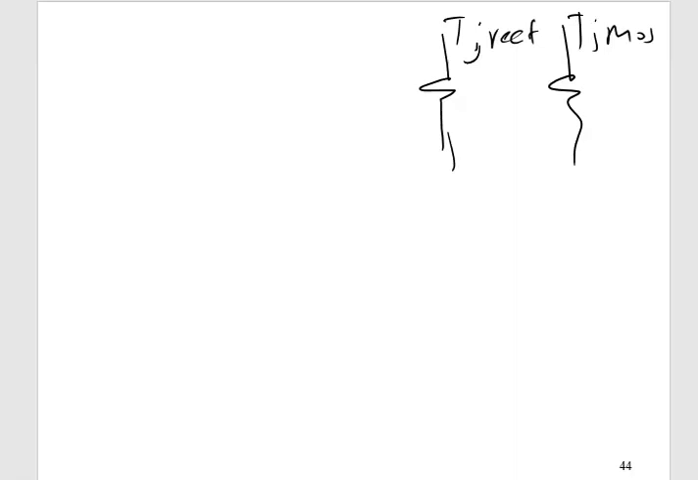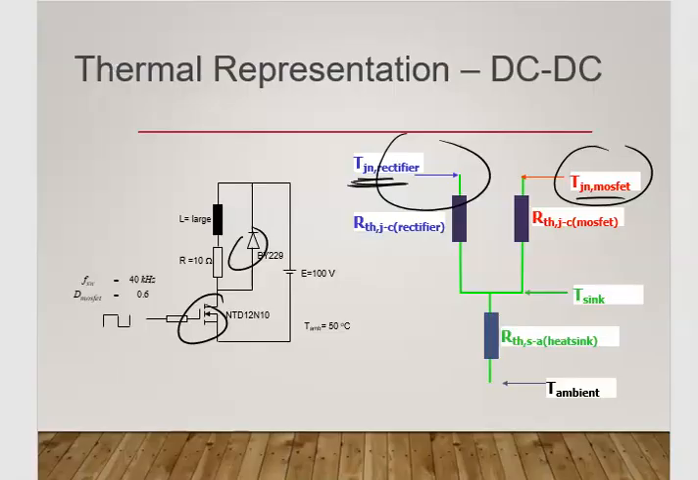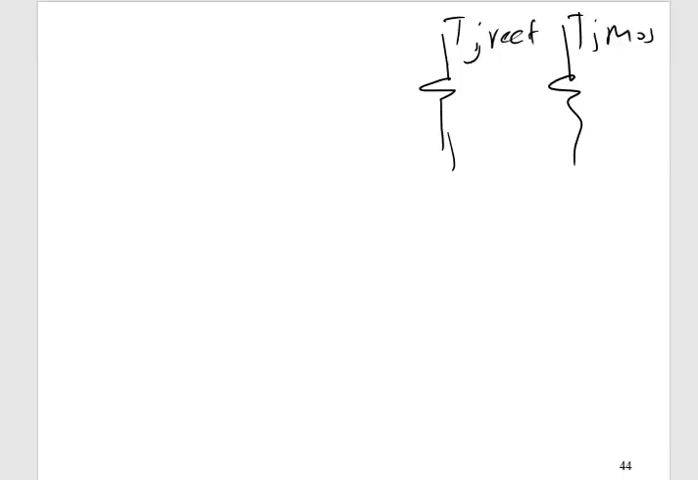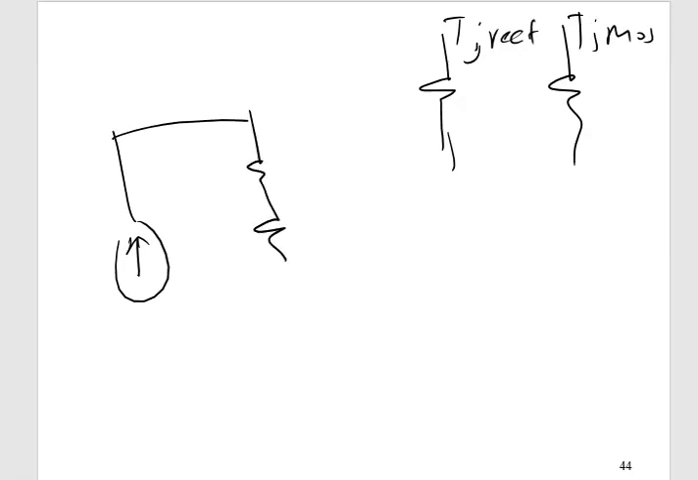Then it combines into another, because if we have only one source with a heatsink, we shall have 3 elements. You see, 1, 2, 3. So 3 elements. Now we have 2 sources with 1 heatsink. So this is a common heatsink.